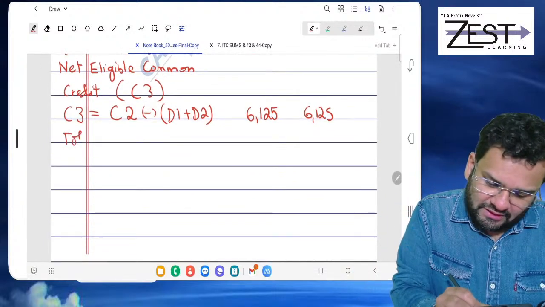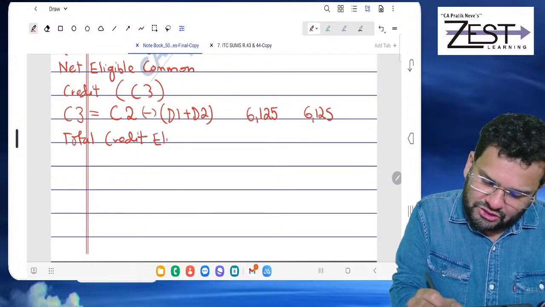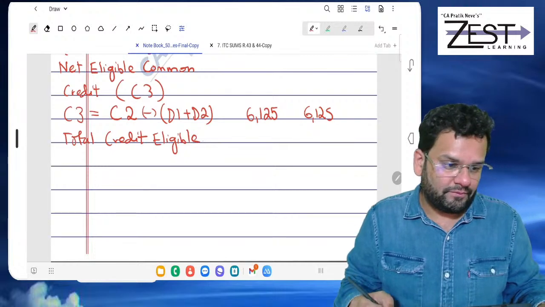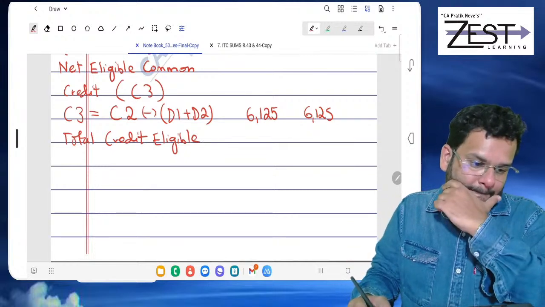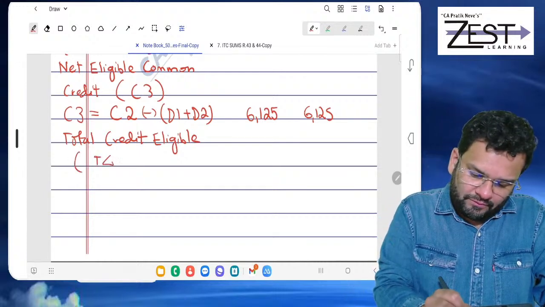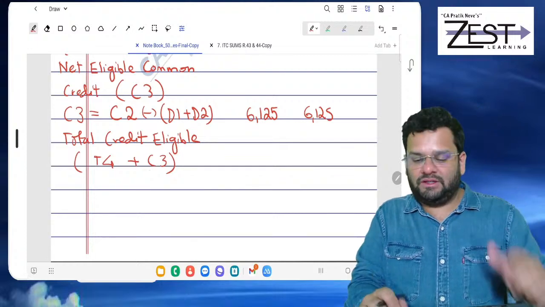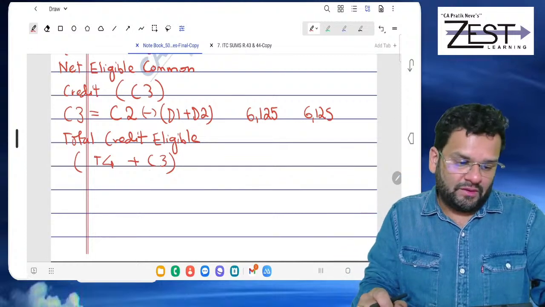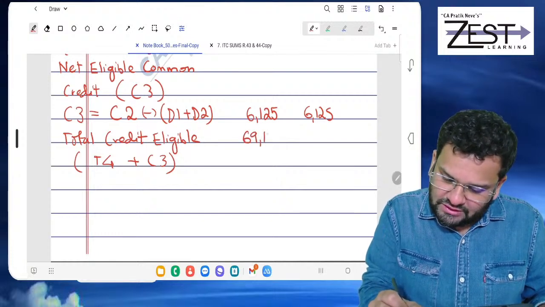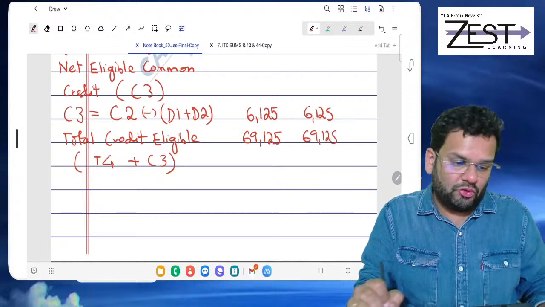If you are getting 6125 each, now get total credit eligible. So do you agree that total credit eligible is your T4 plus C3? T4 is your 63,000. So 63,000 plus 6125, 69,125 each. Do you agree with me?